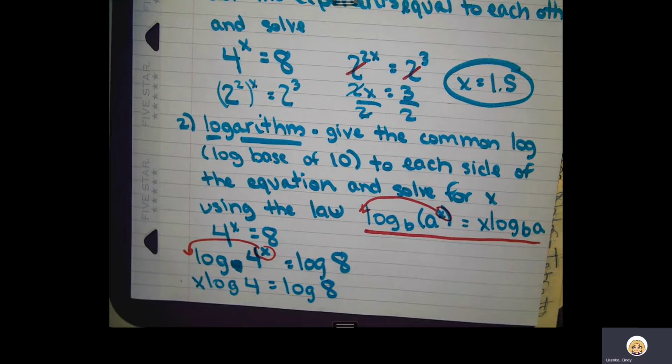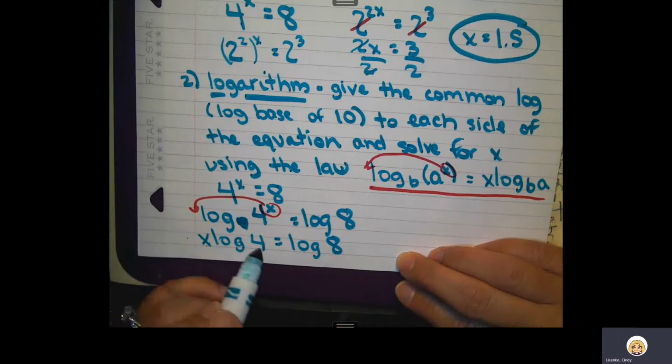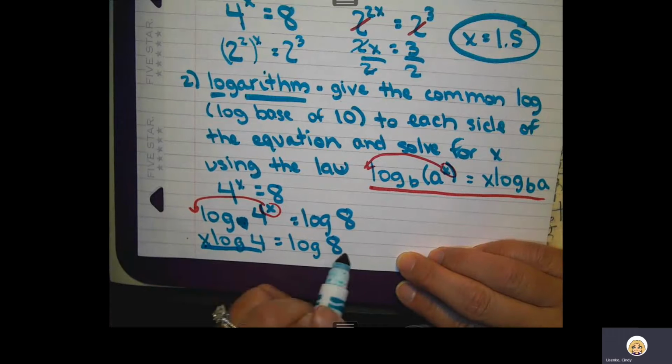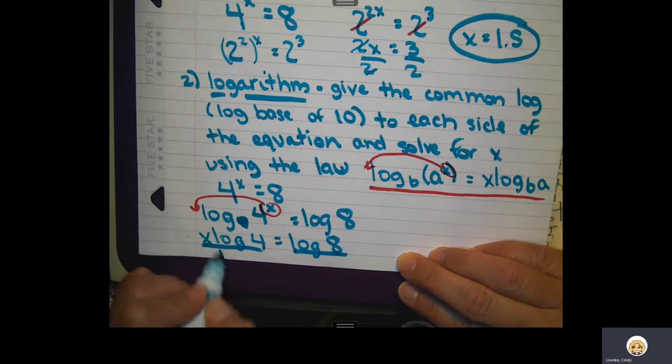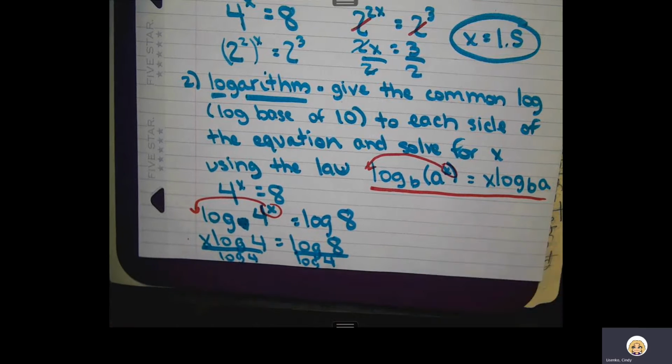As long as we do the log on both sides, it will be the same. Now to get the x alone, notice that this x is attached to the log of 4. So what I'm going to do is divide both sides by the log of 4. That stays together. So we're dividing both sides by the log of 4.